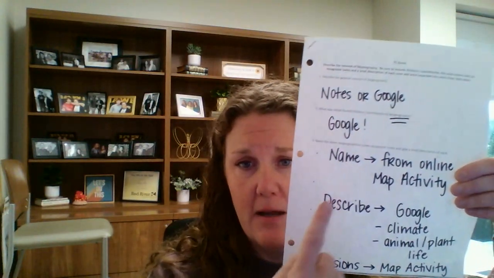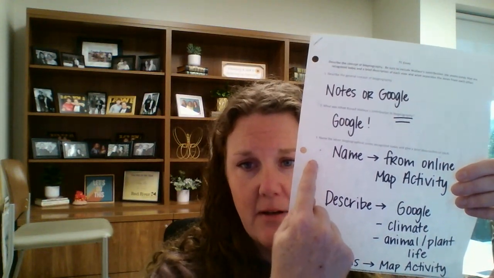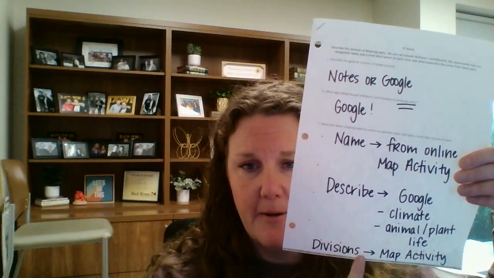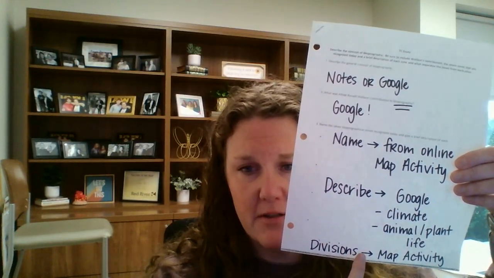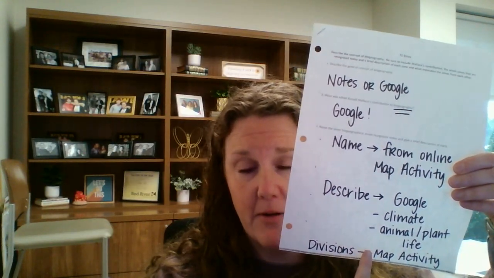So that's part of your essay, is to name, okay, name the 7. You're going to get that from the map activity. And then you're going to name the divisions. You're going to get that from the map activity, okay?